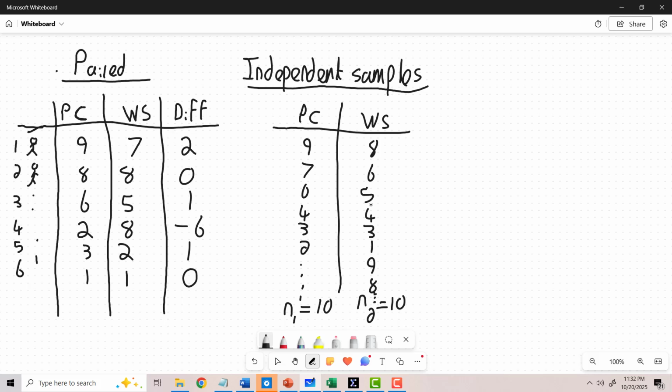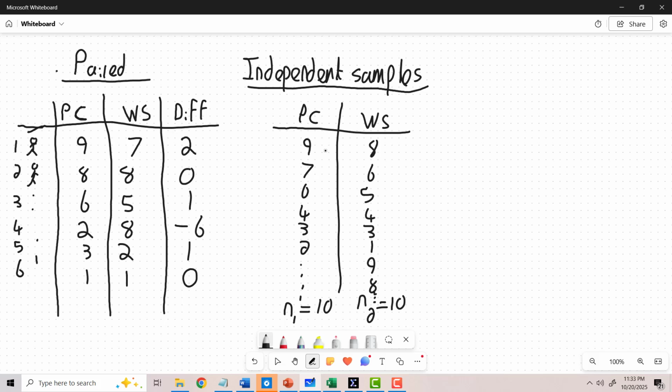1, 2, 3, 4, 5, 6, 7, 8. Yeah, we've got 2 more down here. You get the idea, we have 10 in each. And there's a degree of independence here. There's no linkage between this 9 and 8. The 9 is sampling somebody, the 8 is sampling somebody.